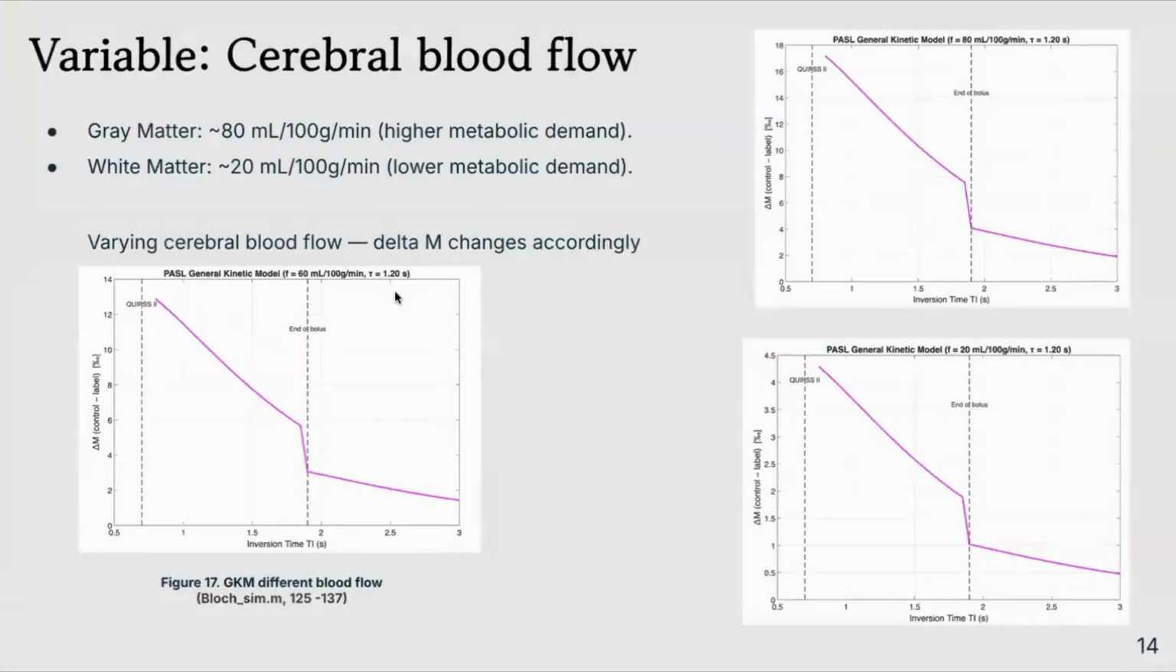We first changed the cerebral blood flow, ranging from 20 to 80 microliters per 100 grams of tissue per minute. As we can see, the delta M changes accordingly to how much blood flow is in the cerebral. For the gray matter, it's roughly the 80 one, and for white matter it's the 20 one. And with higher cerebral blood flow, the delta M will increase accordingly.